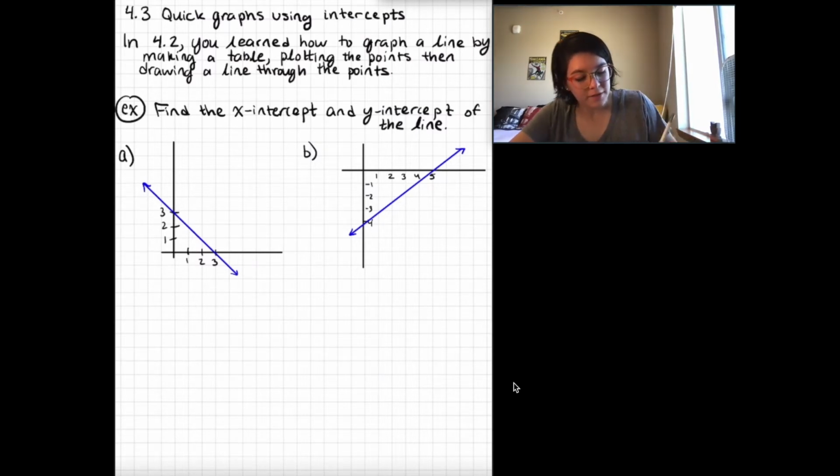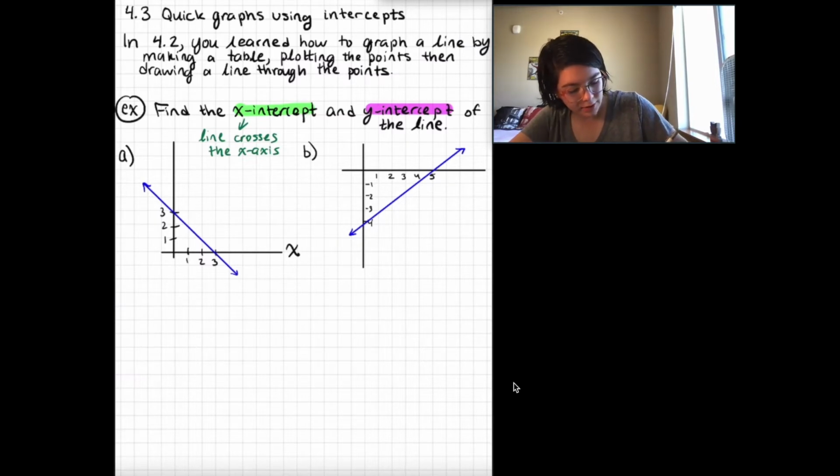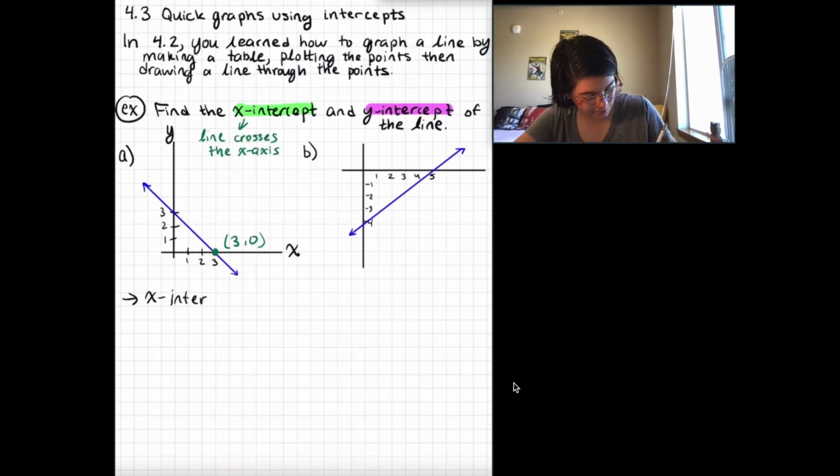So the example asks us to find the X-intercept and the Y-intercept. So let's start with the X-intercept. The X-intercept is where our line crosses the x-axis. Remember, in our coordinate plane, the horizontal line is our x-axis and the vertical line is our y-axis. So where something crosses the x-axis, well, our blue line here crosses the x-axis right here at the point 3, 0.